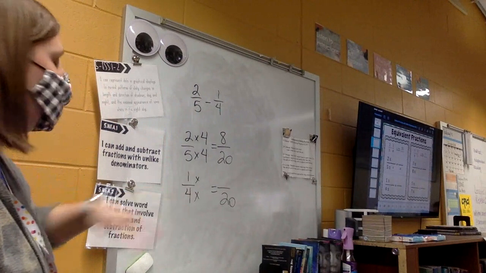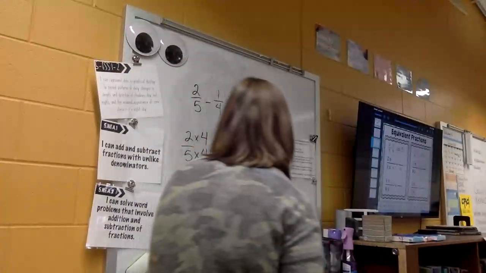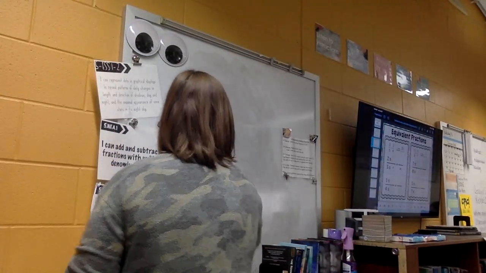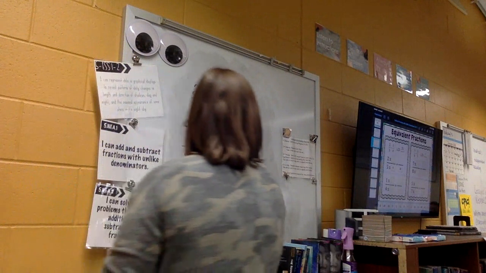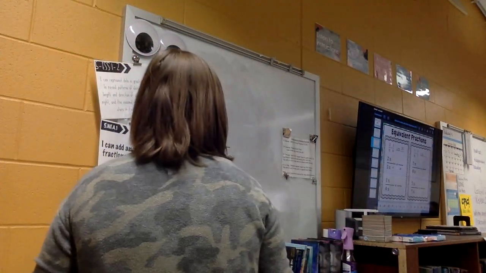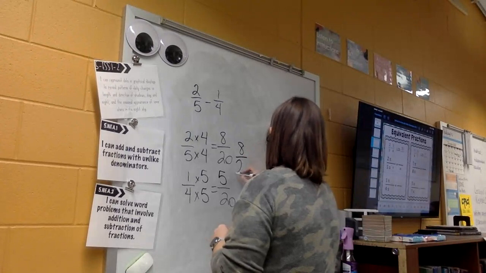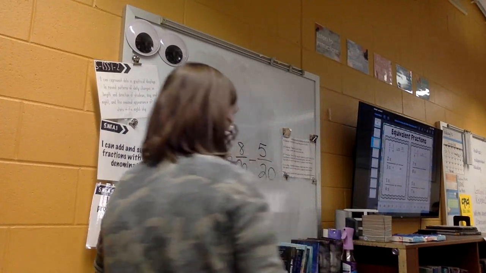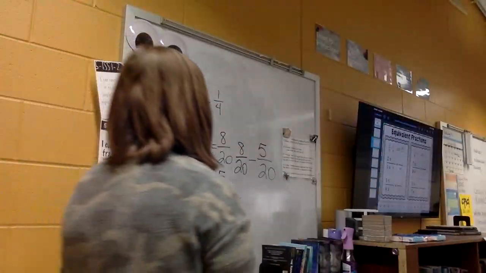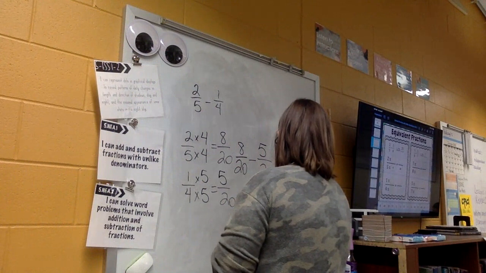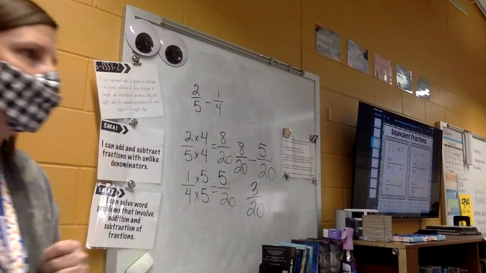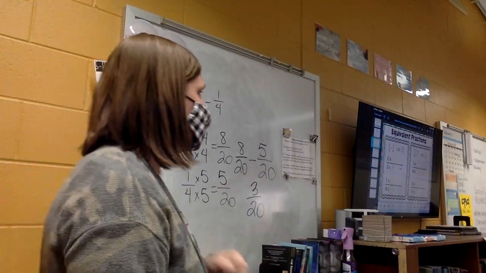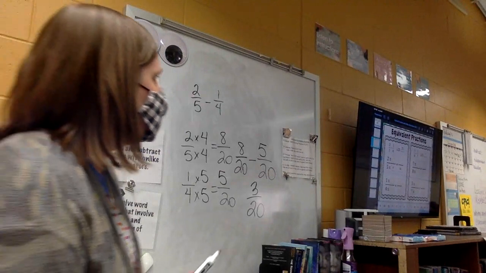Now I'll move to my other fraction. 4 times what is 20? 5. Then I have to do 5 again. So 1 times 5 is 5. So now I have 8/20 minus 5/20, which will equal what? 3/20. And then we do the next one, right? 3/20. Okay.